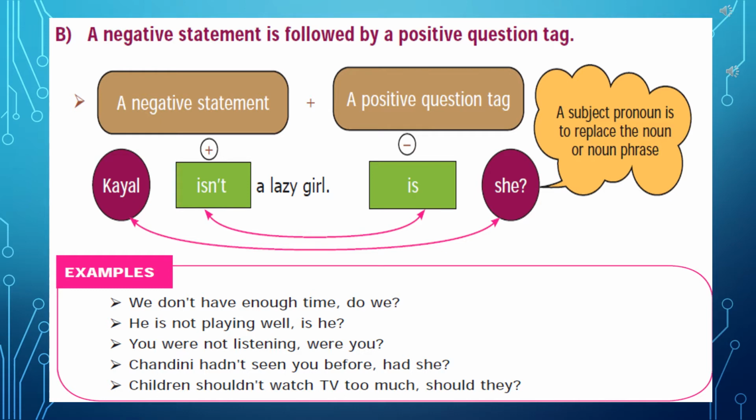Next one. You are not listening. The word not here again says it's a negative statement. So we have to make it into a positive tag, saying, were you? Next one. Chandani hadn't seen you before, had she? Next one. Children shouldn't watch TV too much. Now here it changes to a positive question tag, saying, should they?